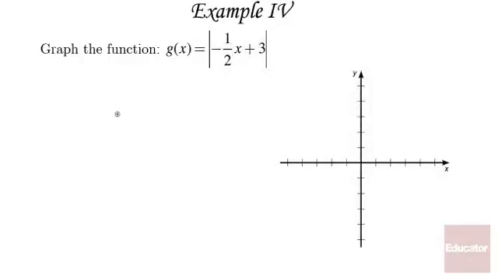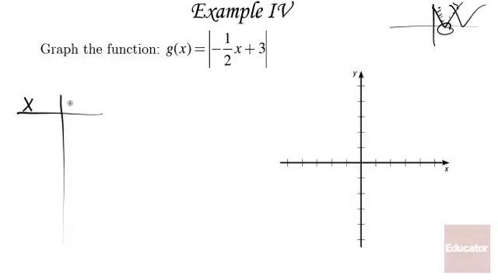In example 4, we're going to graph the function g of x equals the absolute value of negative 1/2 x plus 3. Again, I know that I'm looking for a graph that's going to end up V-shaped. So I need to find points along here, and I also need to find the point of the V. So I'm going to find some values for x. And I'm also going to make sure that I find the point. And remember, that point right down here is going to be when g of x equals 0.